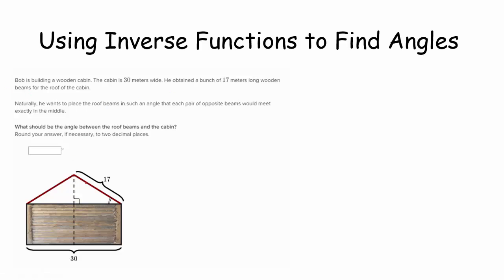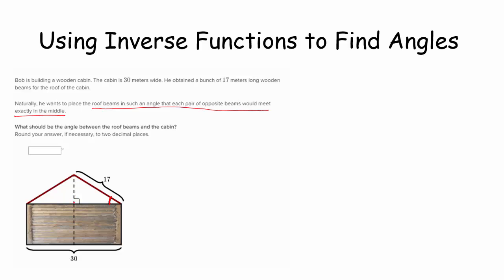So Bob is building this cabin. He wants to know what should be the angle between the roof beams and the cabin. He wants to know this angle. And the problem told us that he was placing this beam so it would be directly in the middle. He wanted to place the roof beam at such an angle that each pair of the opposite beams would meet exactly in the middle. That's sort of key to the problem.